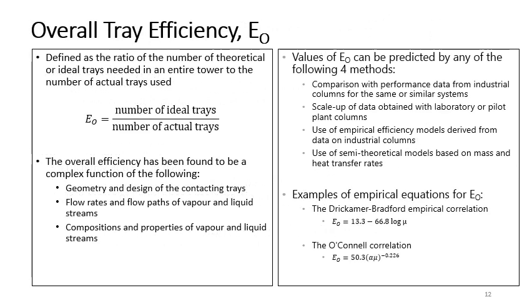Right, overall tray efficiency, or E overall, as I've mentioned, is defined as the ratio of the number of theoretical or ideal trays divided by the number of actual trays used. The overall efficiency has been found to be a complex function of the following: geometry and design of the contacting trays, flow rates and flow paths of vapor and liquid streams, and composition and properties of vapor and liquid streams. The properties of the vapor and liquid streams, such as viscosity and density, affect the tray efficiency.